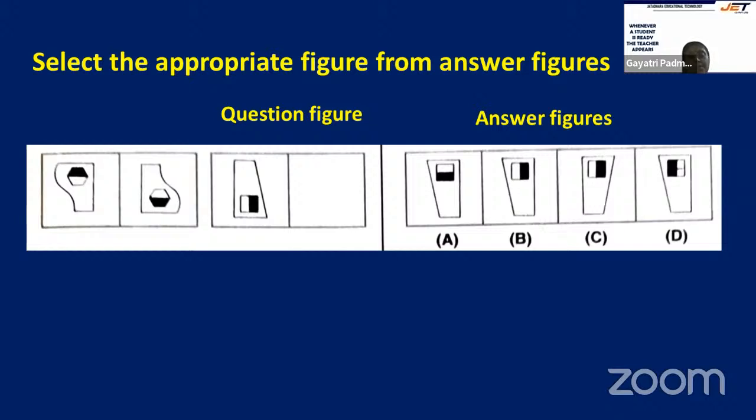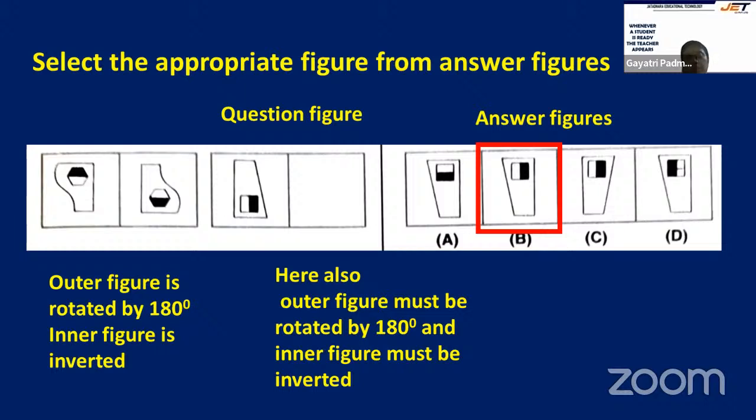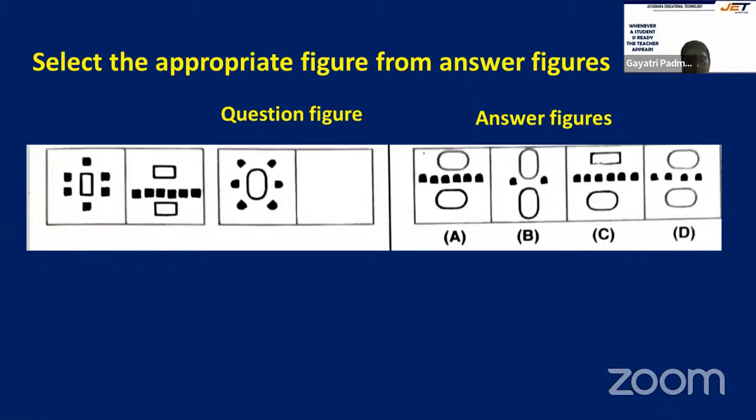Not more than 30 seconds could be given for such questions, students. Yes, let's see the answer. It should be option B. Yes, outer figure is rotated by 180 degree, inner figure is inverted. Here also outer figure must be rotated by 180 degree and inner figure must be inverted. All right, see the next question.